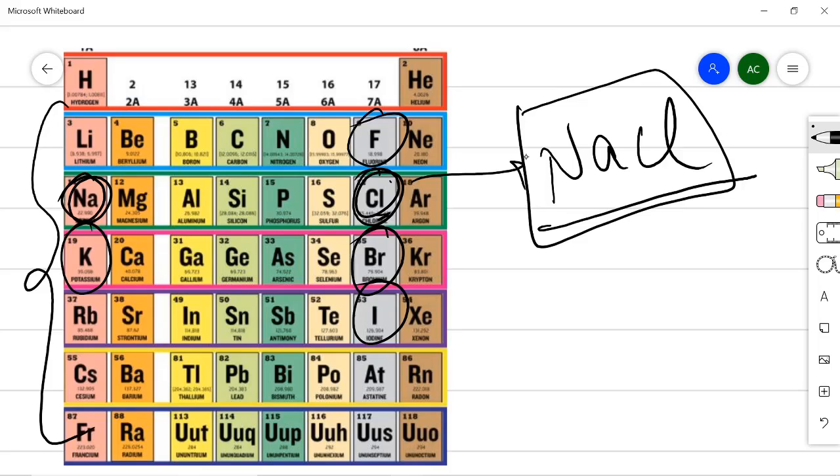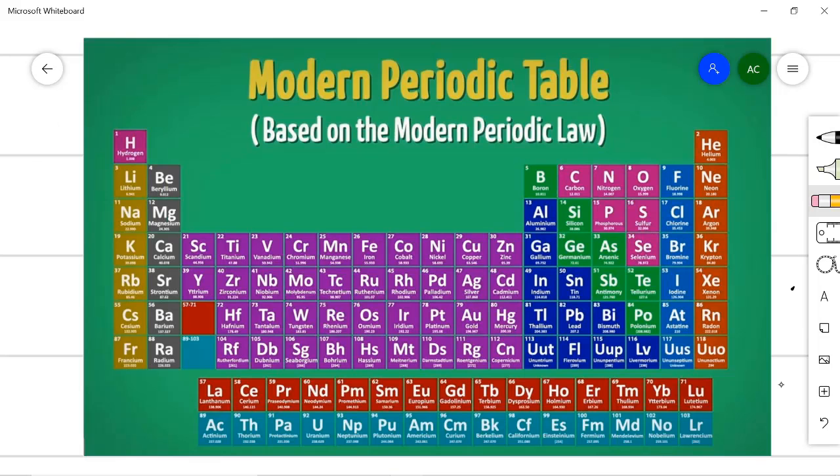Zero group, you all know, I have already told you that this is the zero group and they don't react, they are inert members. So let's see the properties of representative elements. What are representative elements? We have already discussed that they are the members of 1A, 2A, 3A, 4A, 5A, 6A and 7A. So these are known as representative elements. Now we will be talking about these only.